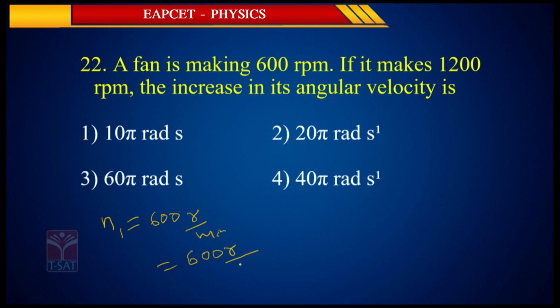600 rotation per minute. 1 minute how many seconds? 60 seconds. Okay, children, here therefore this is 10. N1 is equal to 10 hertz, children. And again 1200, what is the N2? That is 1200. What we can write? 1200 rotation per minute, directly you can take 60. 0, 0 cancel. 20.